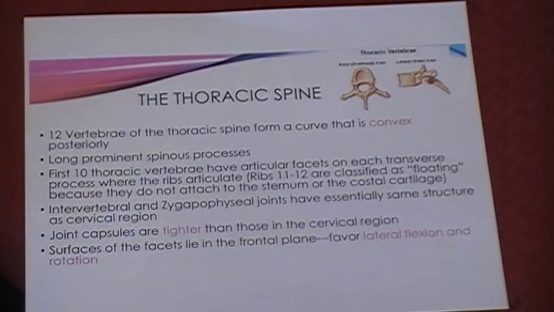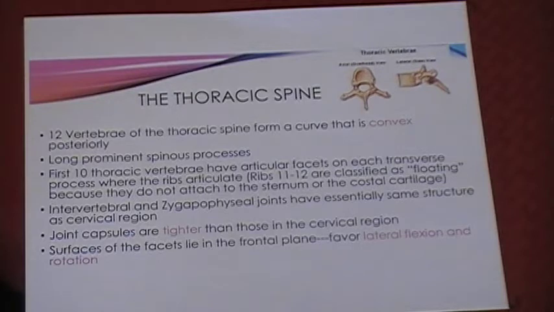There's also the intervertebral and zygapophyseal joints, and those basically have the same structure as the cervical region, which is awesome, so we don't have to relearn too many different things. The joint capsules are tighter than those in the cervical region, so again, you won't see as much motion. The cervical spine definitely allows for more motion than the thoracic spine does.